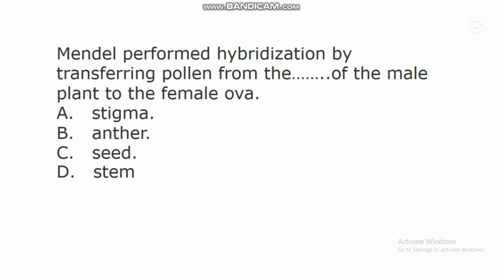The first question says, Mendel performed hybridization by transferring pollen from the dash of the male plant to the female ova. A. Stigma. B. Anther. C. Seed. D. Stem. In this question, the correct answer is B.